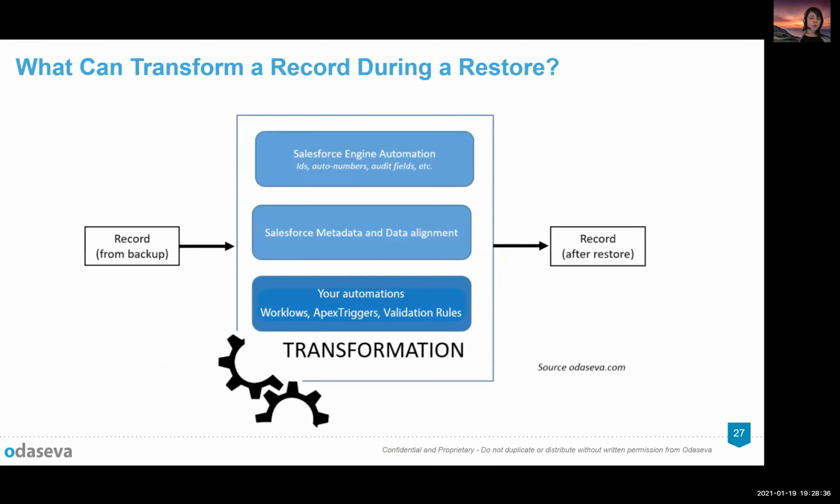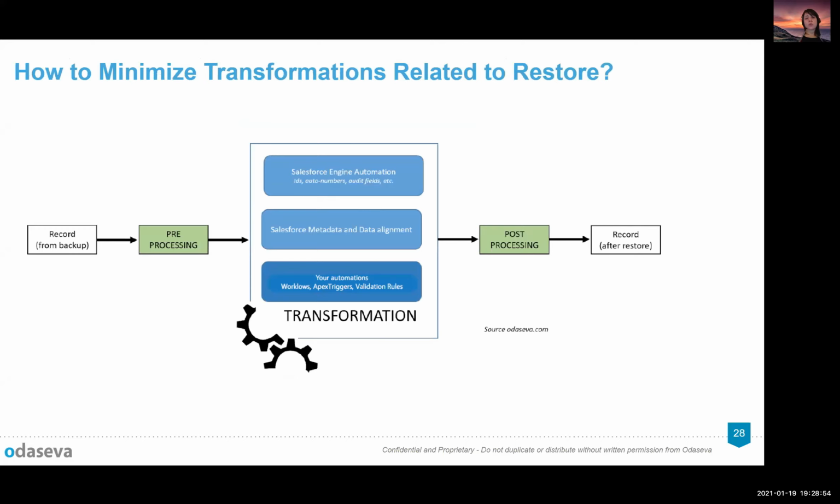Then you have your own customization, the workflow, the Apex trigger, the validation rule that you will create. It may also add data transformation. And so all of that is going to overall create a scope of transformation. Now, what can you do to minimize that? It's the pre-processing and post-processing steps that we have added in the schematic here in green.